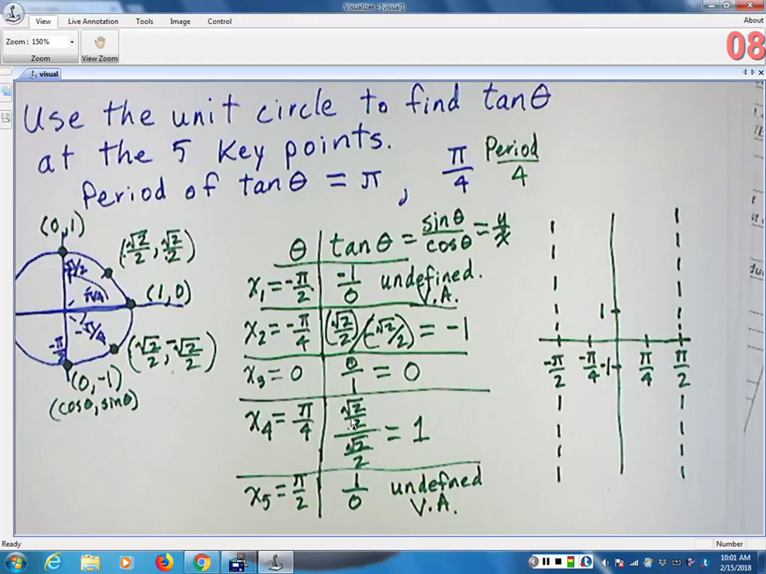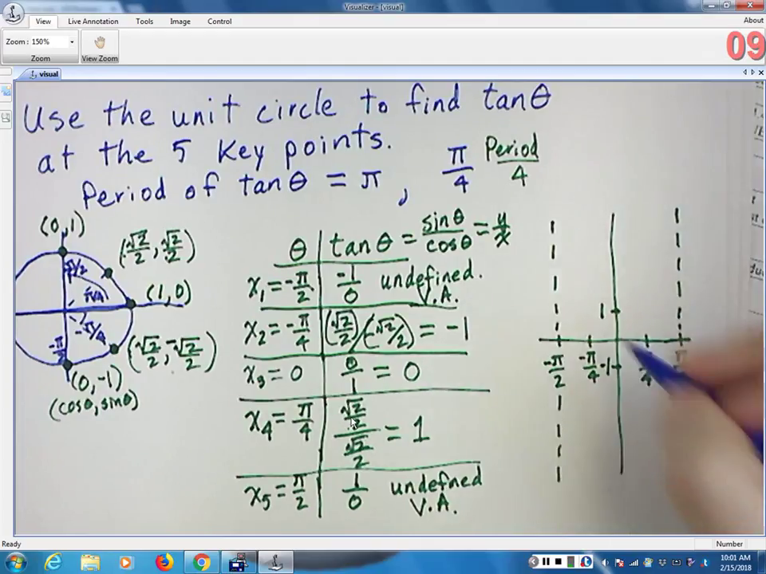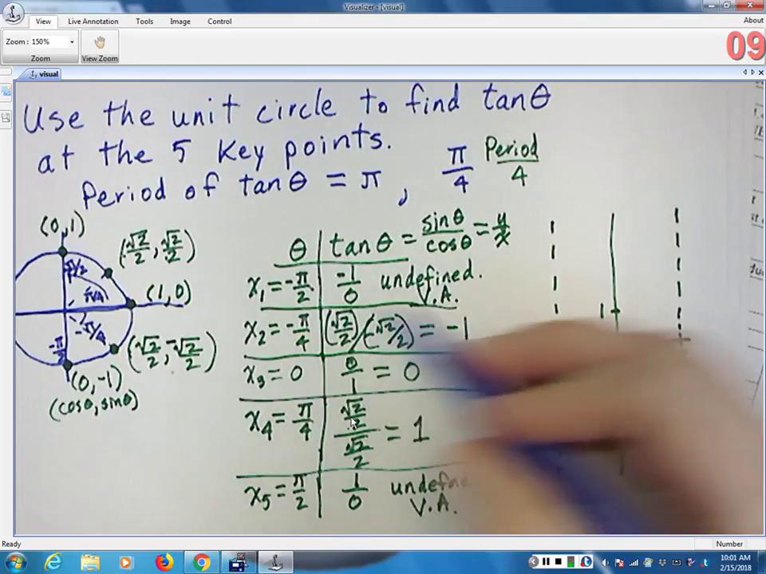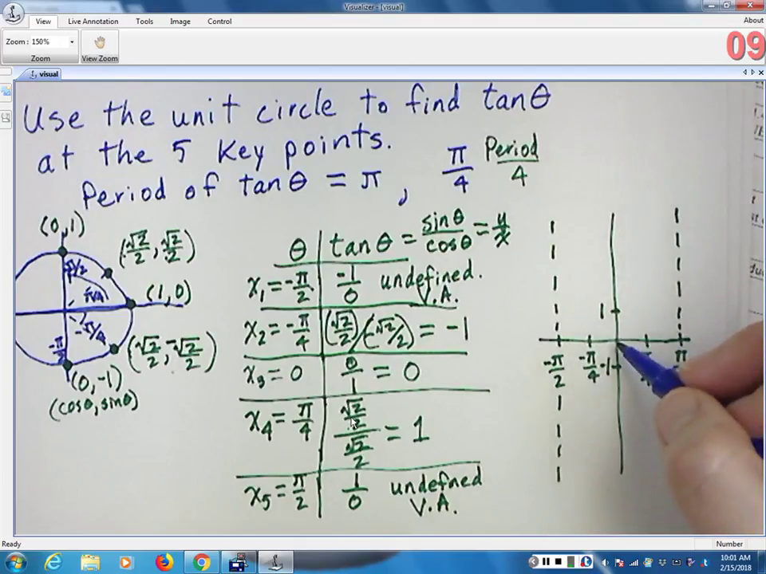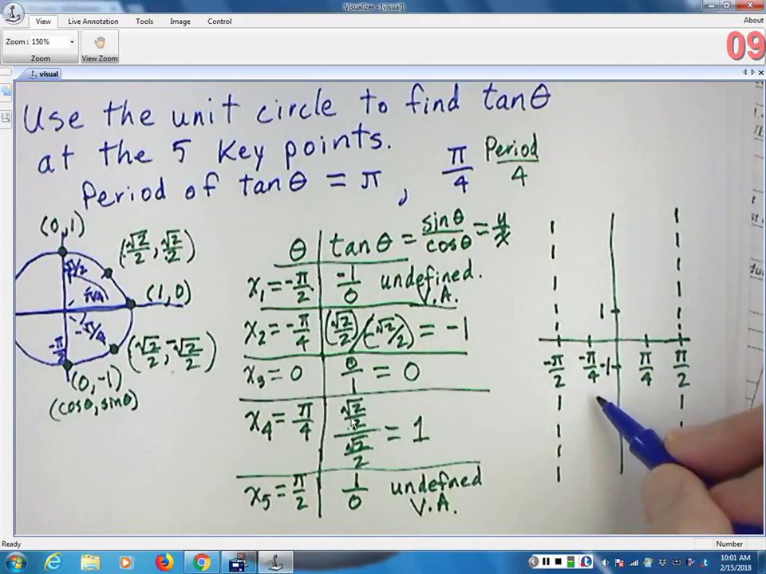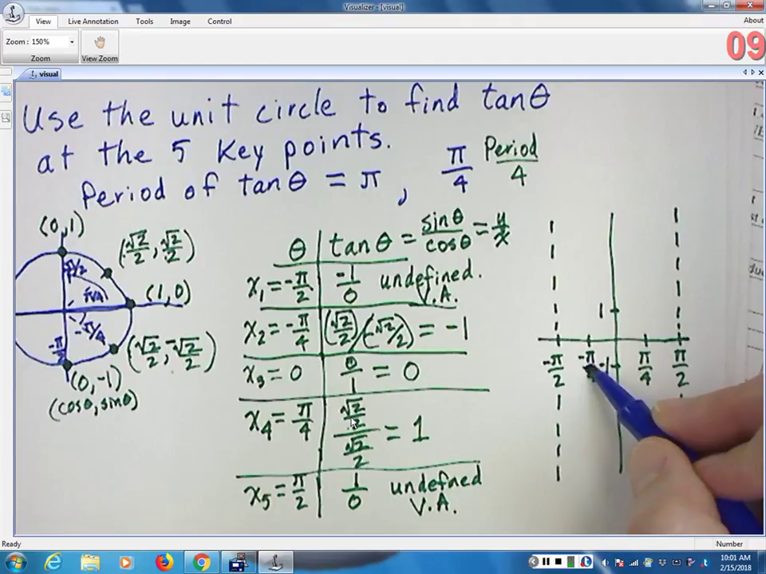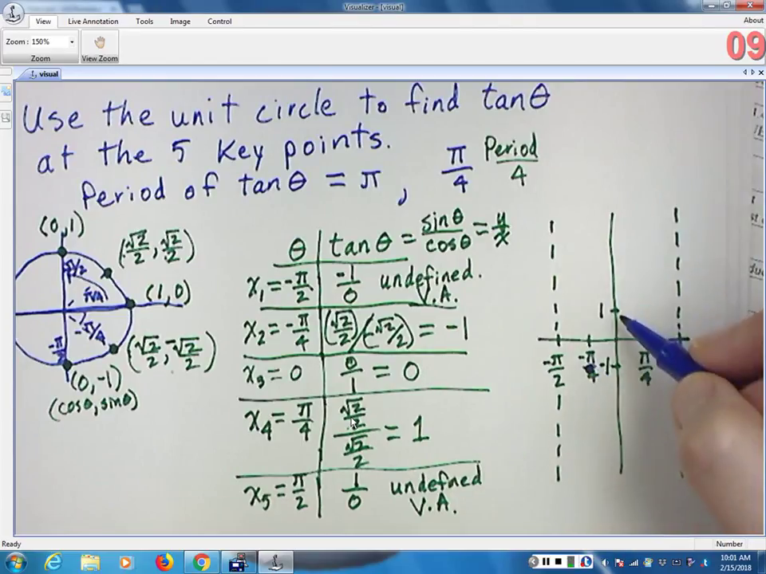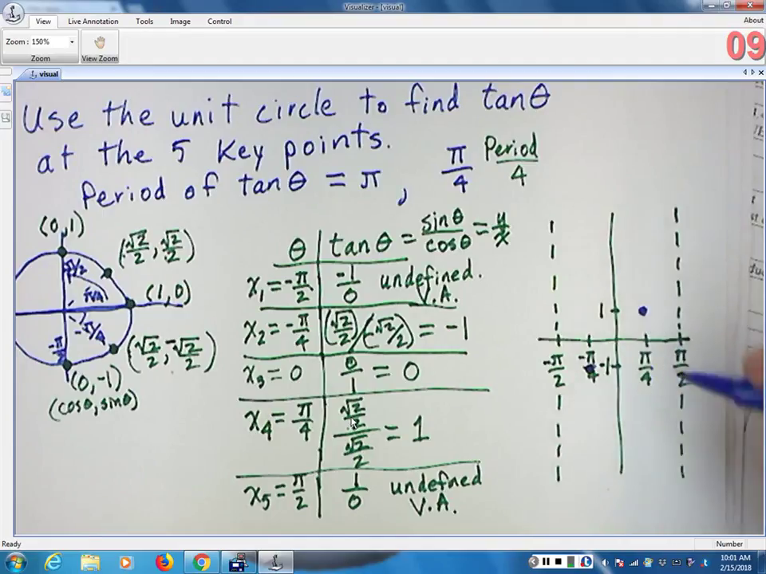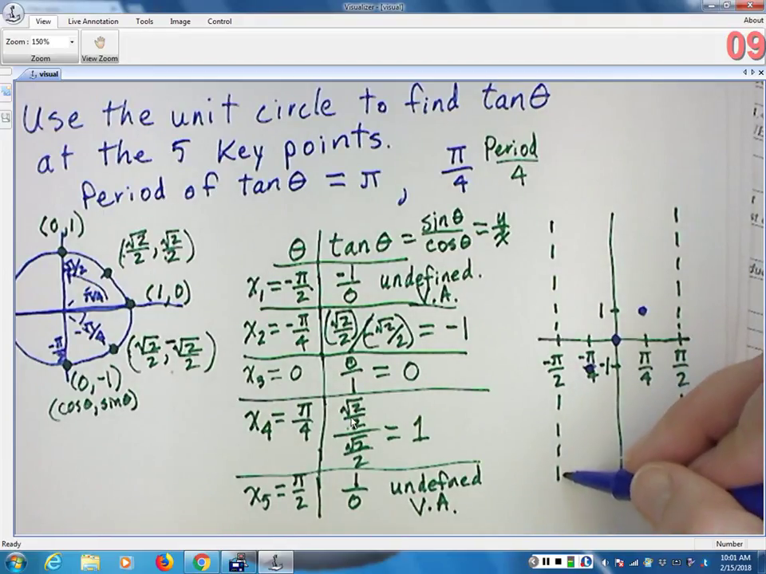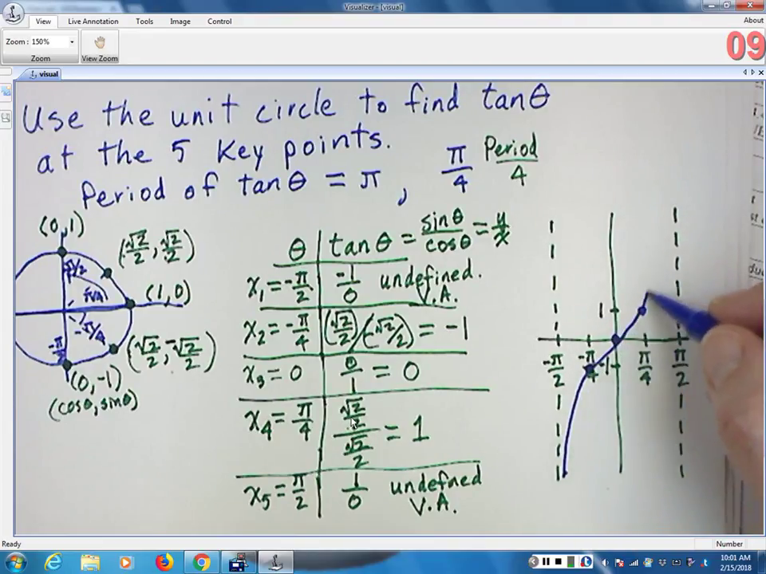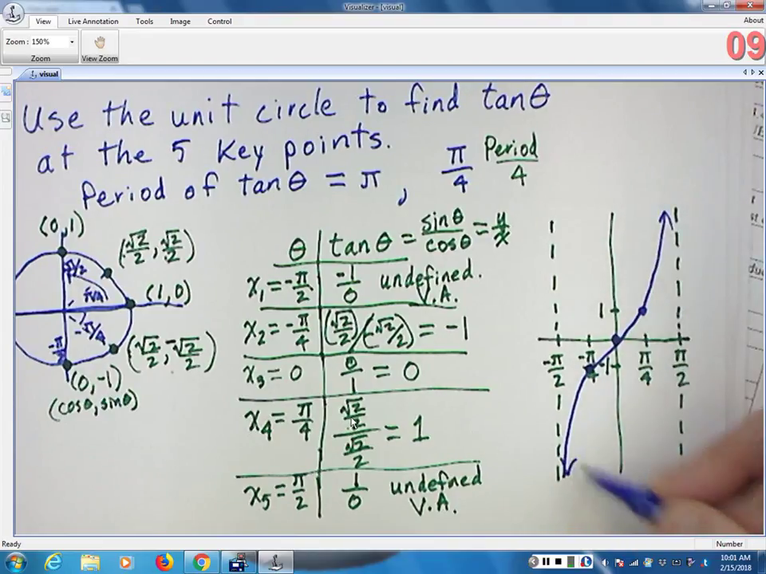And I'm going to draw it in blue, I guess. So we've got the points minus pi over 2, minus 1. Oh, that's right here. I don't know if that's the right spot. So pi over 4, 1, and 0, 0. And it goes like this. So that's the graph of tangent theta.